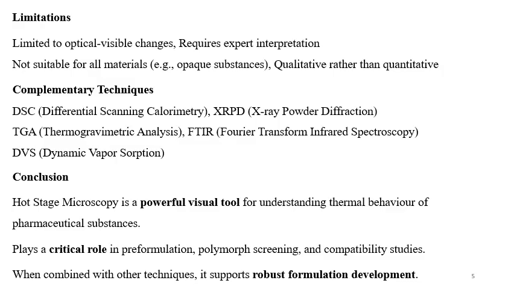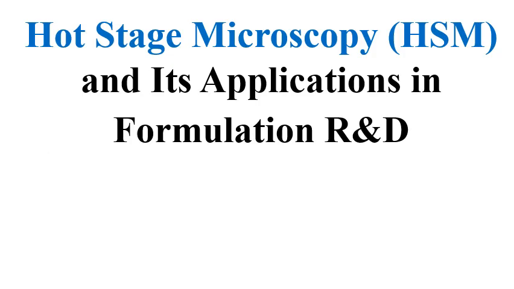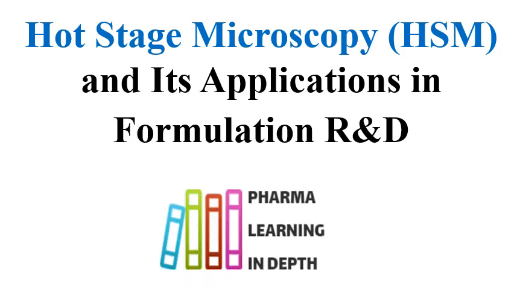Hot stage microscopy is a powerful visual tool for understanding the thermal behavior of pharmaceutical substances, and it plays an important role in polymorph screening, compatibility studies, and polymorphism. Also, it is used in reformulation. When it is combined with other techniques like DSC, XRD, TGA, FTIR, DVS, it can support robust formulation development. Compared to all the techniques, this technique is utilized to understand the thermal behavior of the material. This is the information regarding hot stage microscopy.